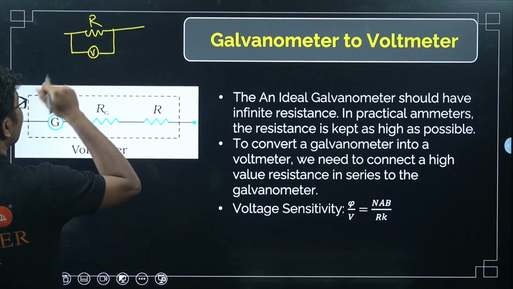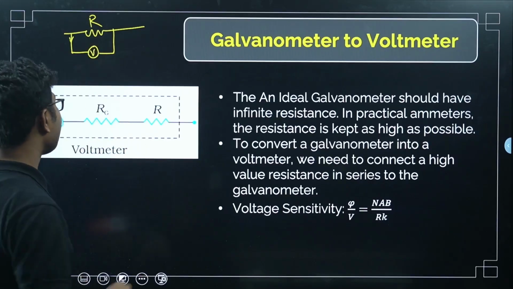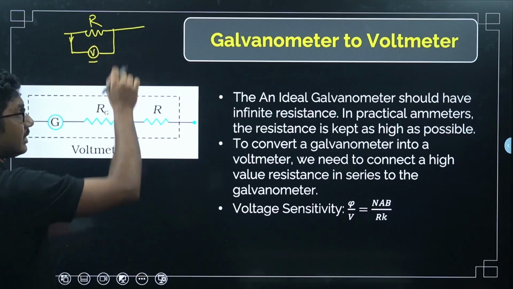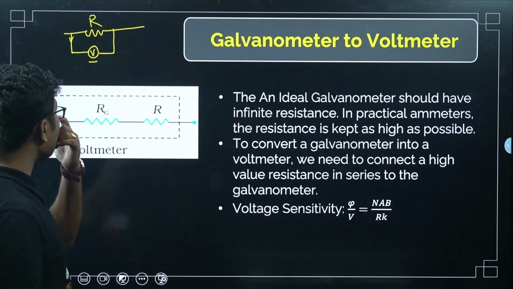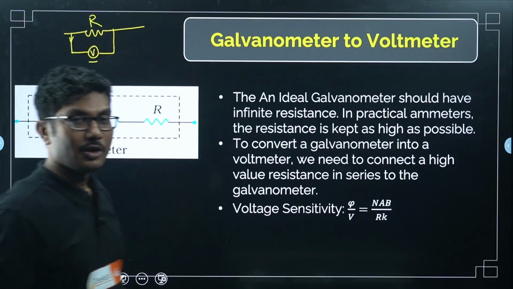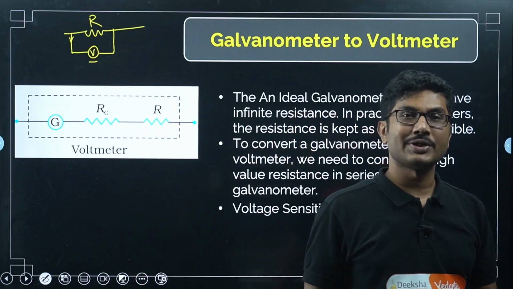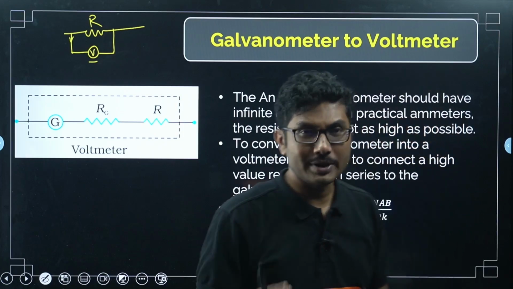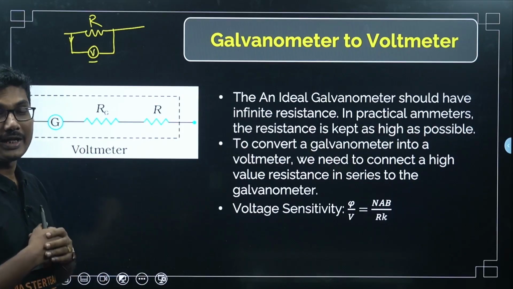Now you want to draw as little current as possible from the circuit to measure the voltage across this resistance, because if you draw maximum current into the voltmeter, then there will be very little current passing through the resistance. In that case, you will not be able to measure the actual voltage that you are supposed to measure, right? So for that, an ideal voltmeter should have infinite resistance.